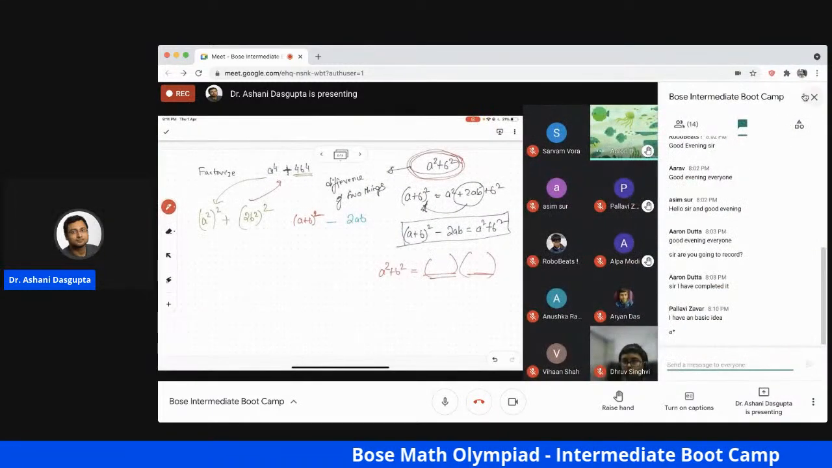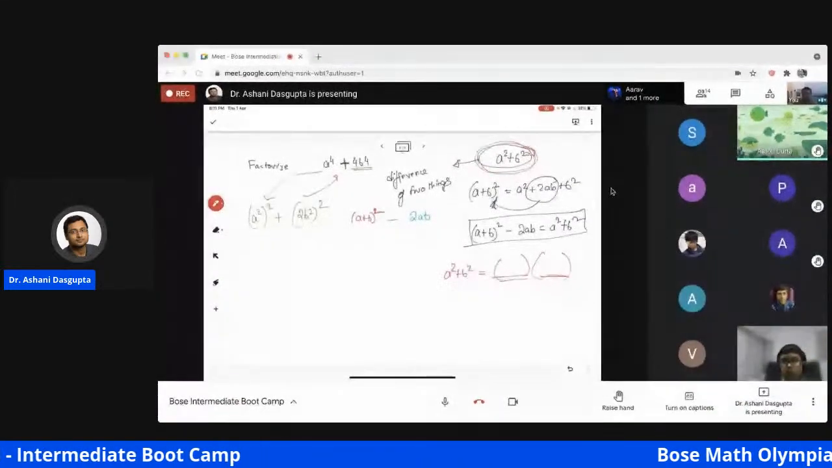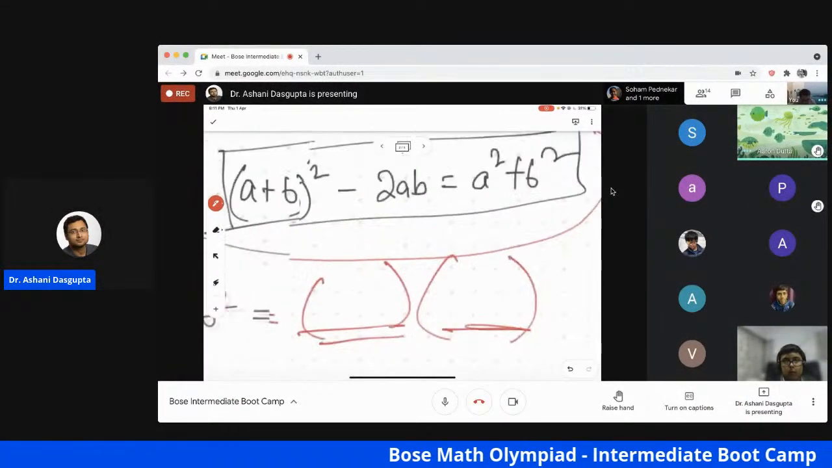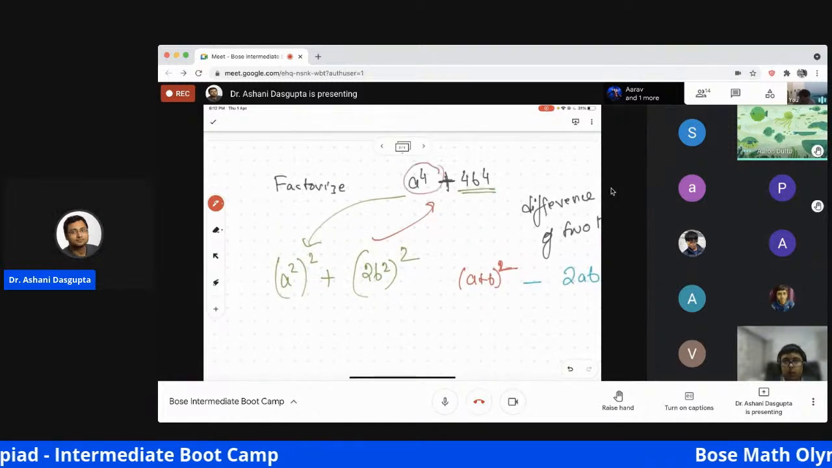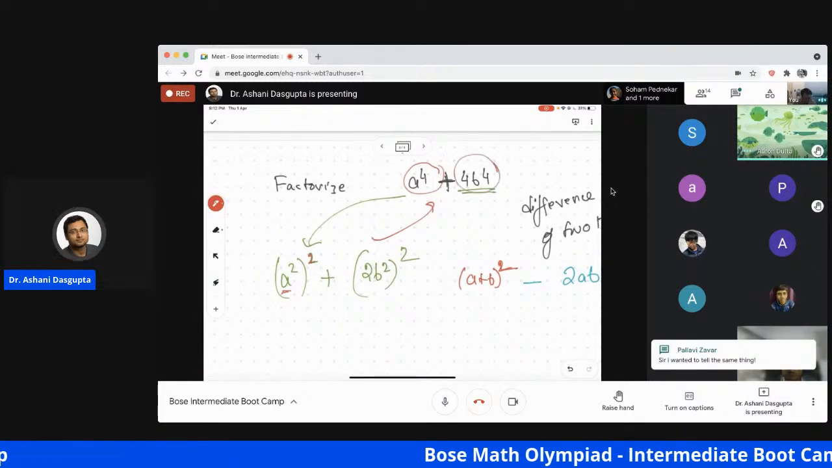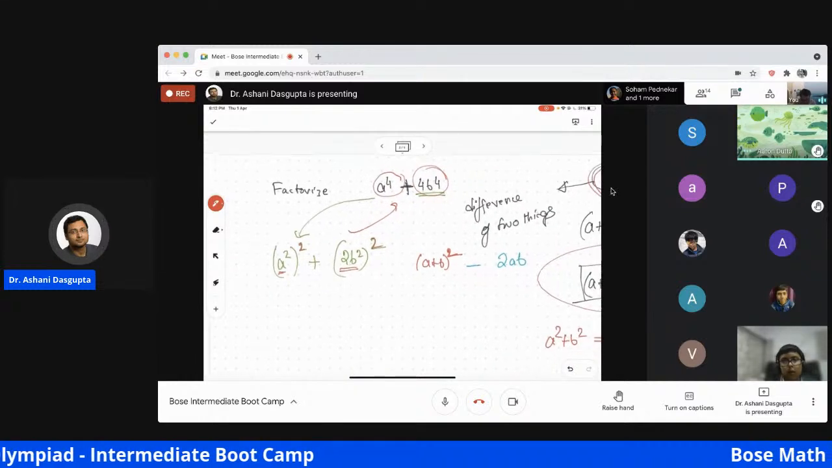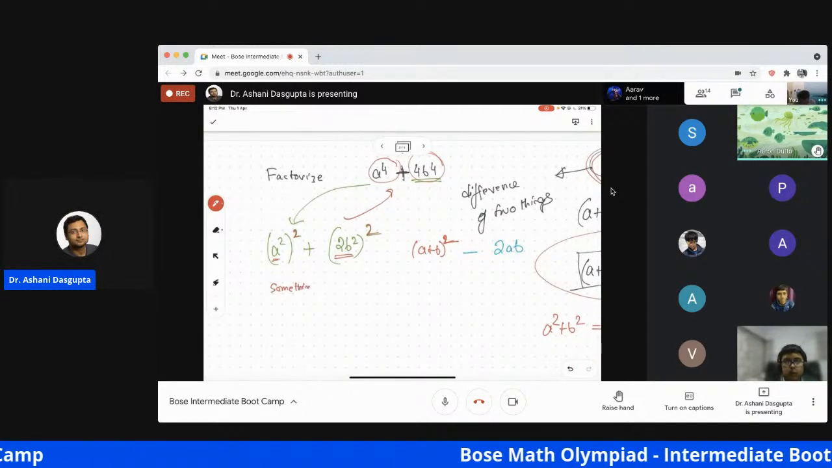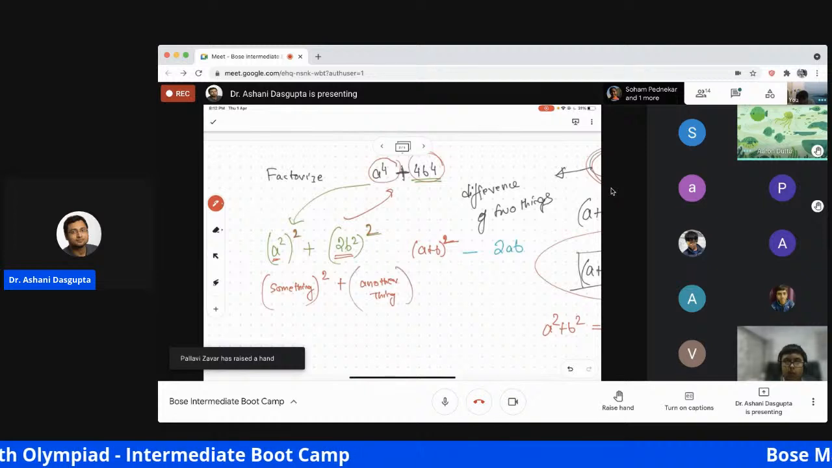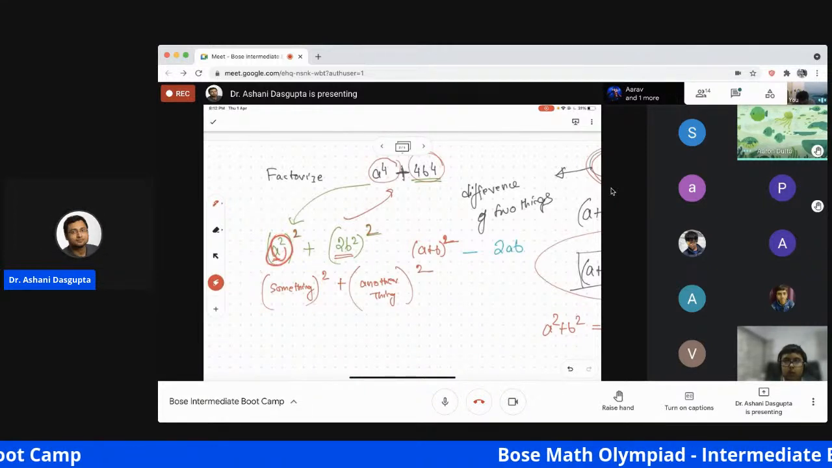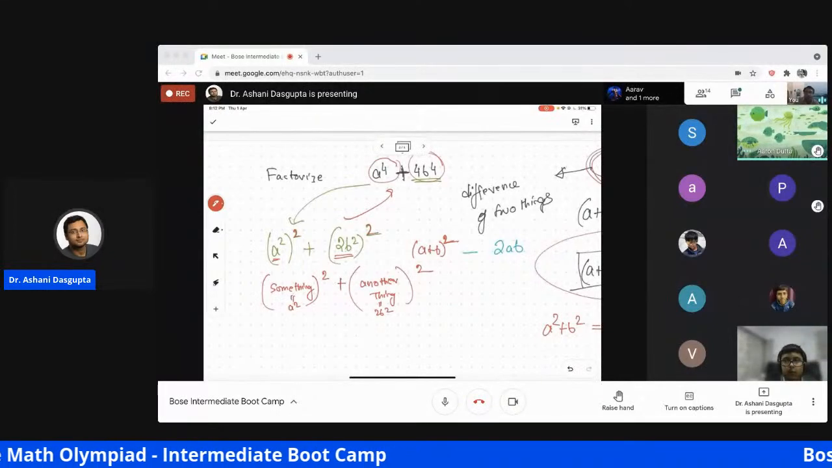I see. So basically, what Aaron is saying is excellent. It's right, actually. What he's saying is that use this tool right here, the a square plus b square thing. So what you do is you write a to the power 4 as a square whole square. You write 4b to the power 4 as 2b square whole square. So you have something square plus another thing square, right? That something is a square, and the another thing is 2b square. So you have something square plus another thing whole square.